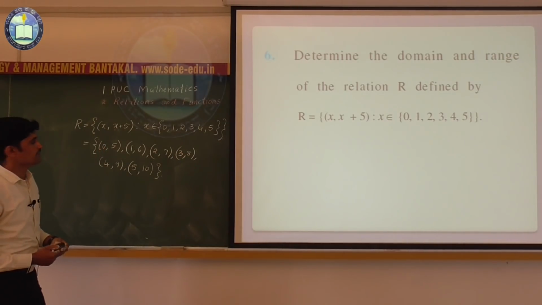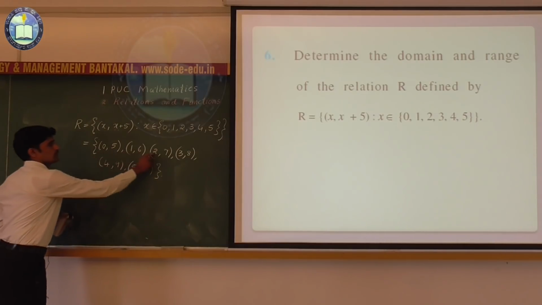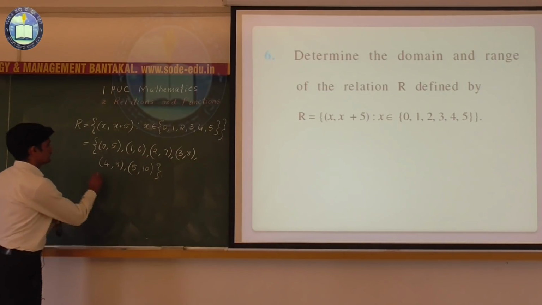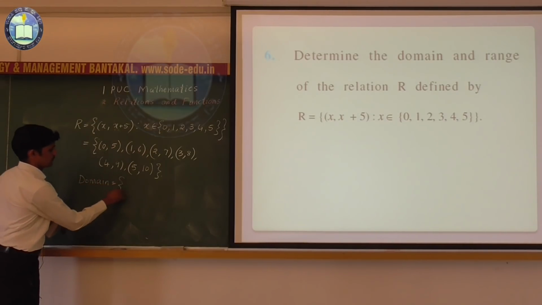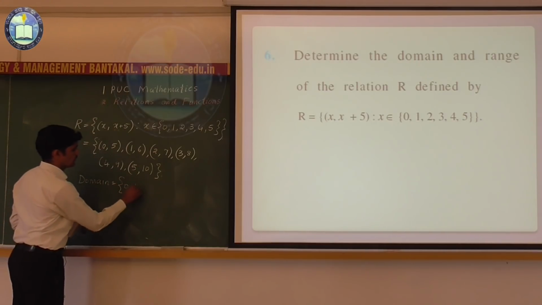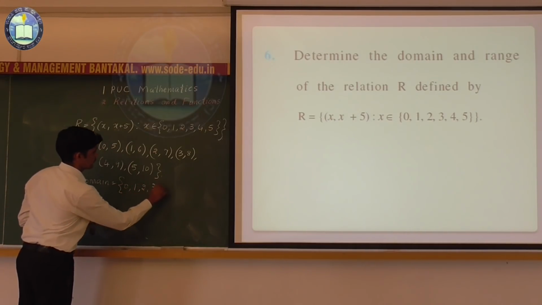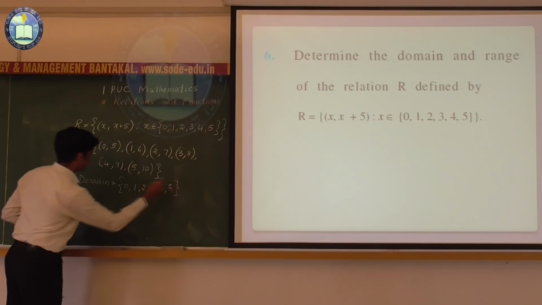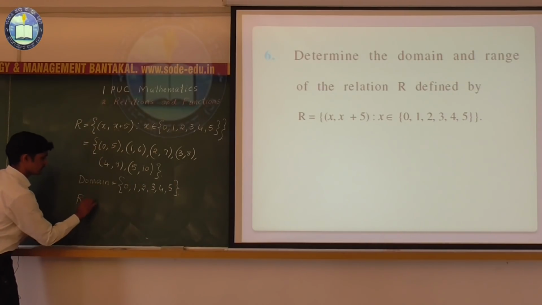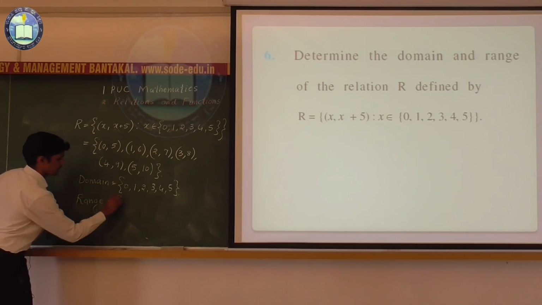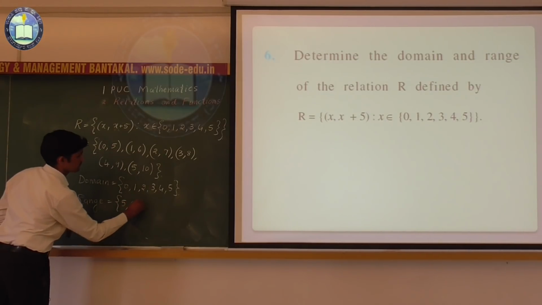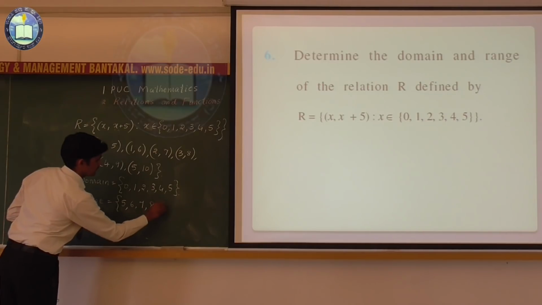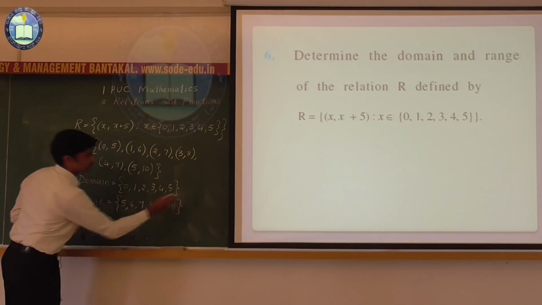Determine the domain and range. What is the domain? The set of all first elements is the domain, and the set of all second elements is the range. So domain is equal to 0, 1, 2, 3, 4, 5, and range is equal to the set of all second elements. Second elements are here 5, 6, 7, 8, 9 and 10.